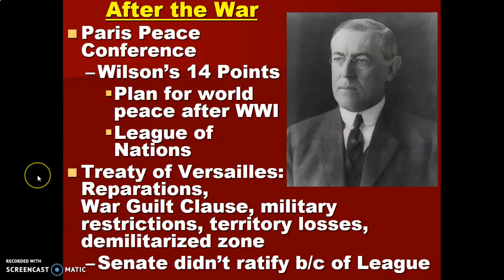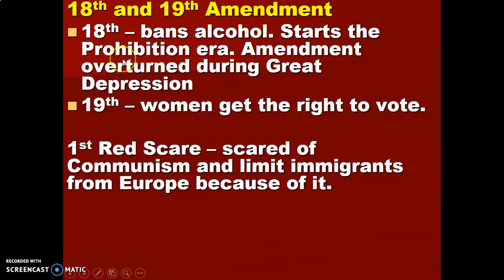All right, going back up to flashcards, we're now going to go to Wilson's 14 points, which is in League of Nations. This was our plan for world peace after World War I. Now, it doesn't work, and we know it doesn't work because we have World War II. But this was our plan for peace after World War I. All right. 18th Amendment bans alcohol. 19th Amendment, women get the right to vote.